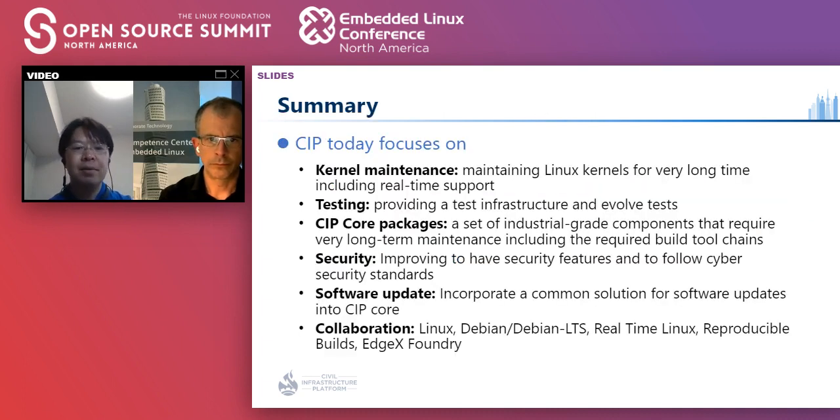So let me summarize our activities. We currently focus on six activities, from kernel maintenance to software updates. All activities are related to ensuring an industrial-grade open source base layer. Collaboration is the most important aspect to realize our open source base layer. So thank you very much, and let me hand over to Urs for concluding this talk.